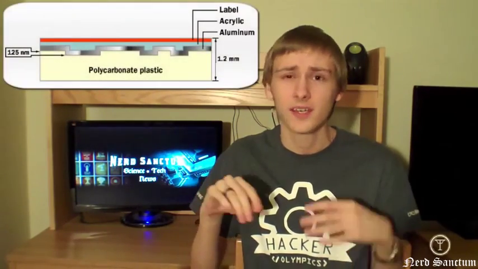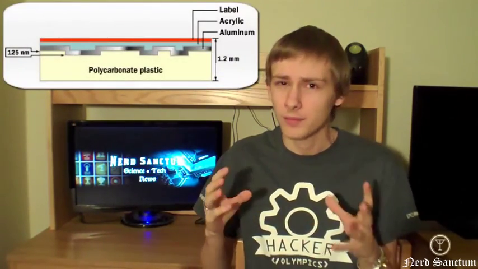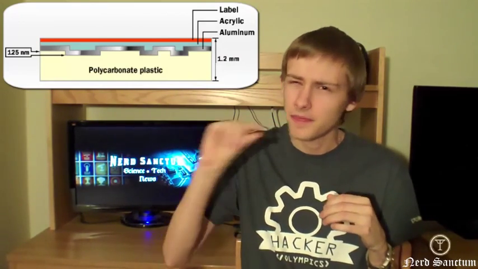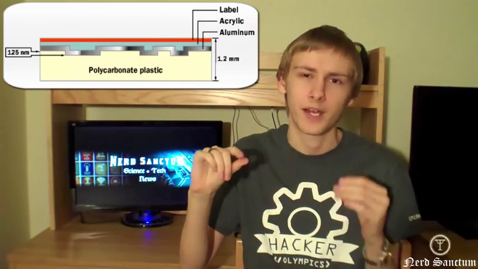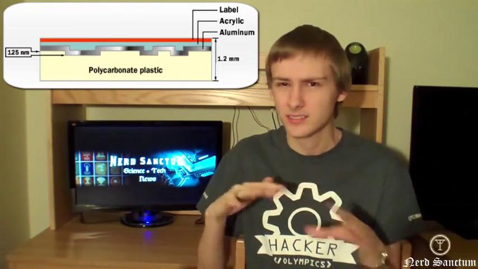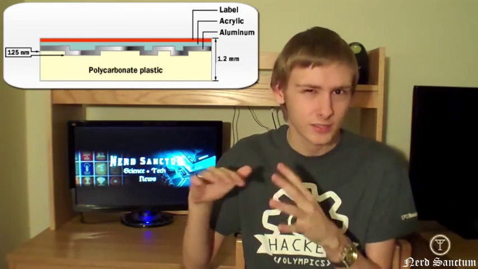Okay, so now let's jump into the anatomy of how a disc is actually created. Discs are usually 1.2 millimeters thick. Most of that is polycarbonate plastic, which is a clear substance. Then we have a thin layer of aluminum that's reflective. On top of that we usually put some acrylic solution to protect the aluminum, and then we have whatever label you put on top.